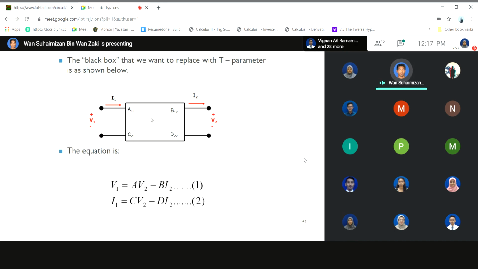So this is the transmission parameter. Basically, A is at the 1 1 position, B is at the 1 2 position, C is at the 2 1 position, D is at the 2 2 position. So basically, we represent this as V1 equals A V2 minus B I2, I1 equals C V2 minus D I2. So this is the general equation that represents the T parameter or ABCD parameter, right? Your task is to determine what A, B, C, and D are here.